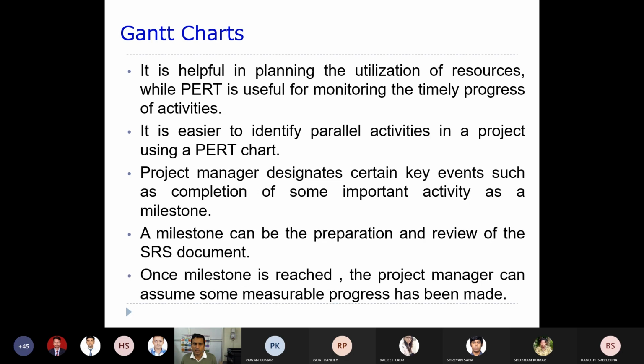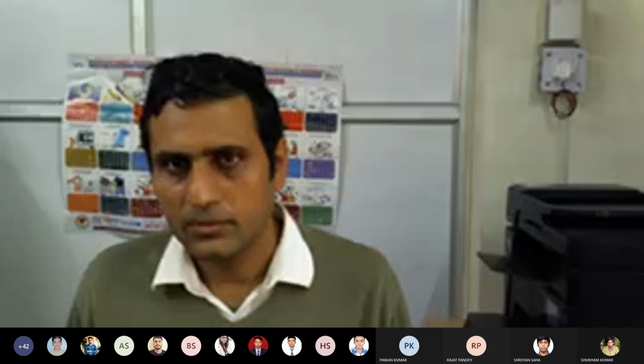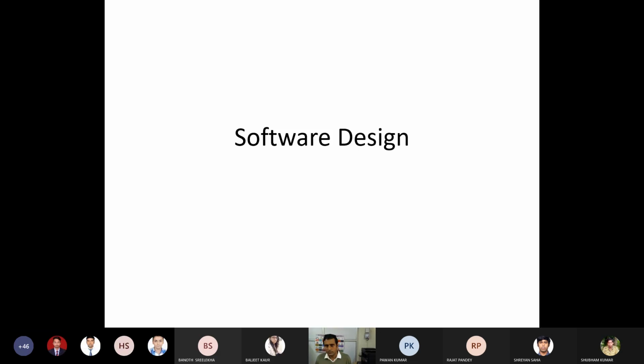Now let me change the slide. Right. So now we'll see the new topic. It's software design. So we have seen so far project estimation, project planning, project management, and prior to that, we have seen the SRS part. That means the requirement analysis part is done, and now we are into the software design part.